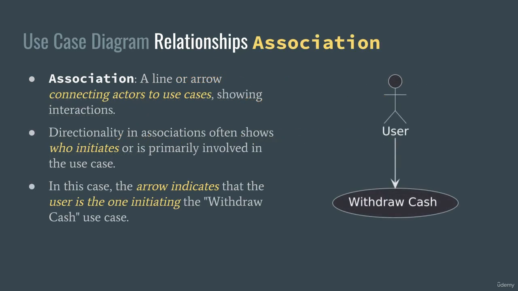An association is a line or arrow connecting actors to use cases, illustrating interactions. Directionality in associations often shows who initiates or is primarily involved in the use case. In this case, the arrow indicates that the user is the one initiating the withdraw cash use case.